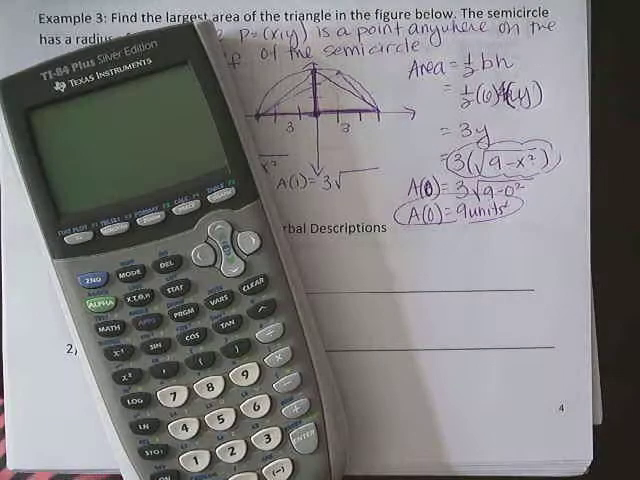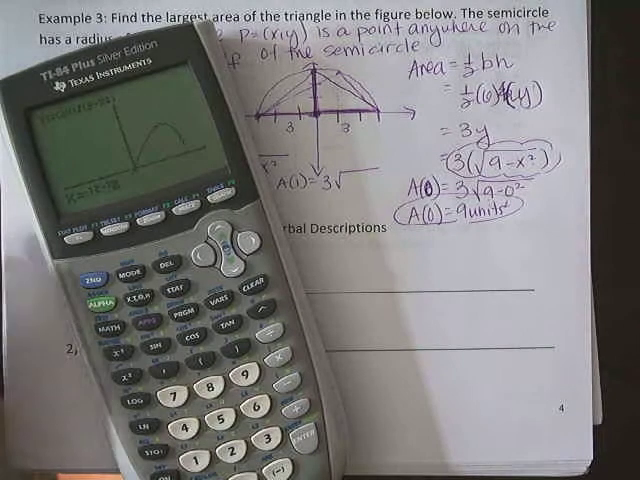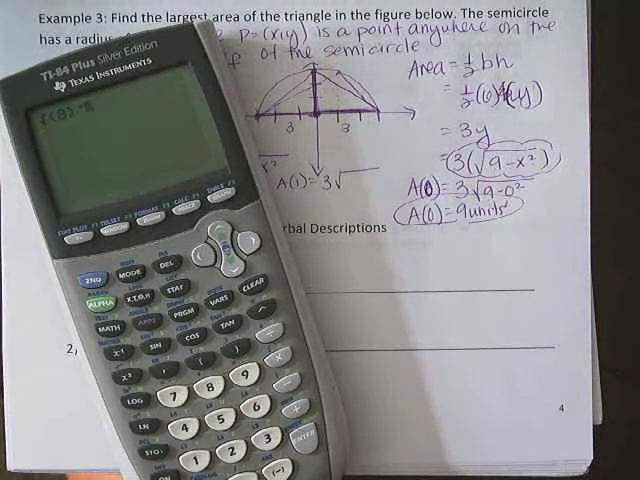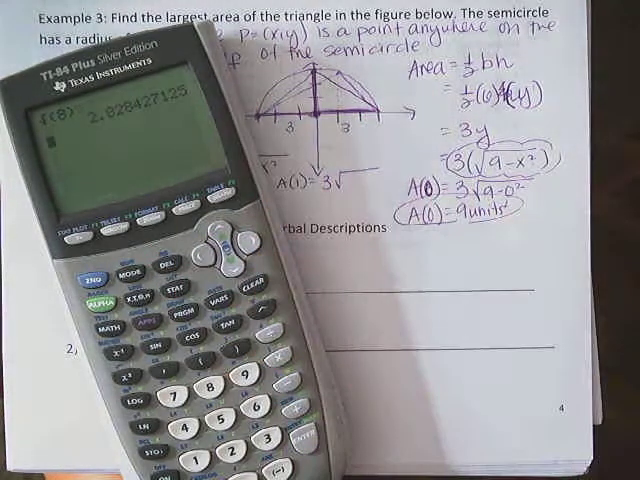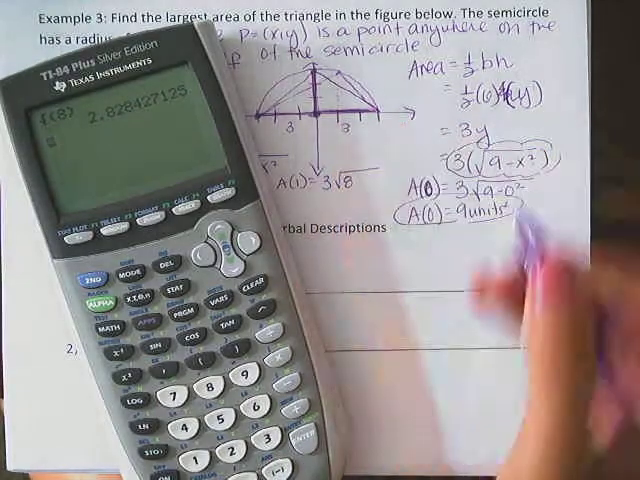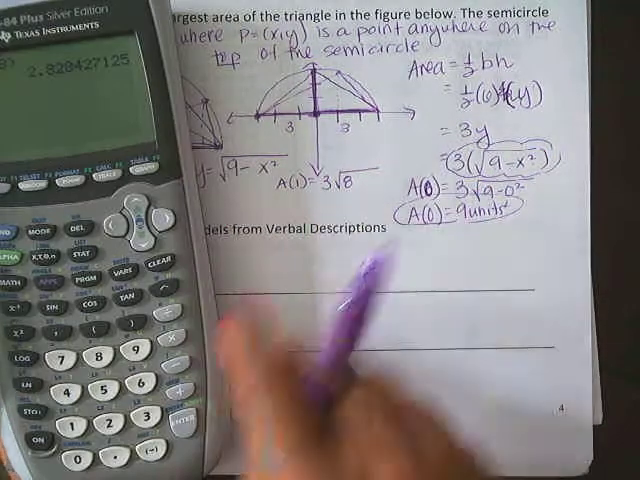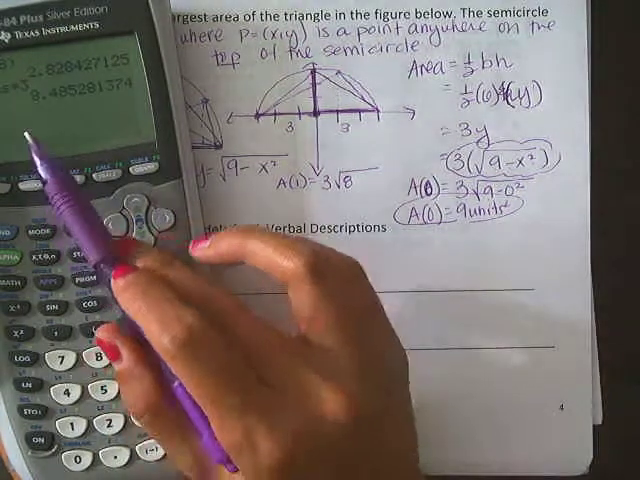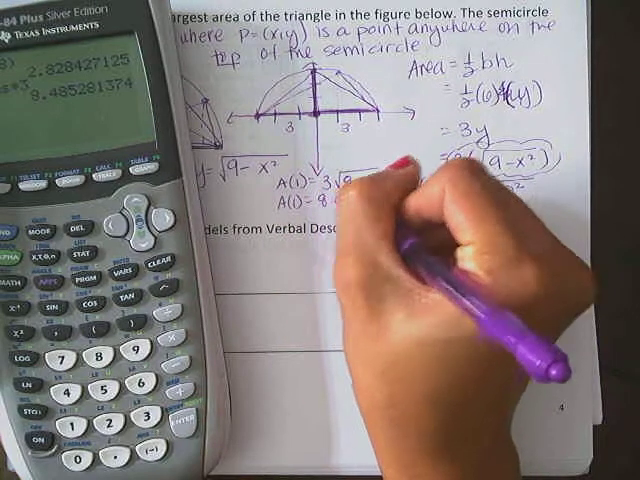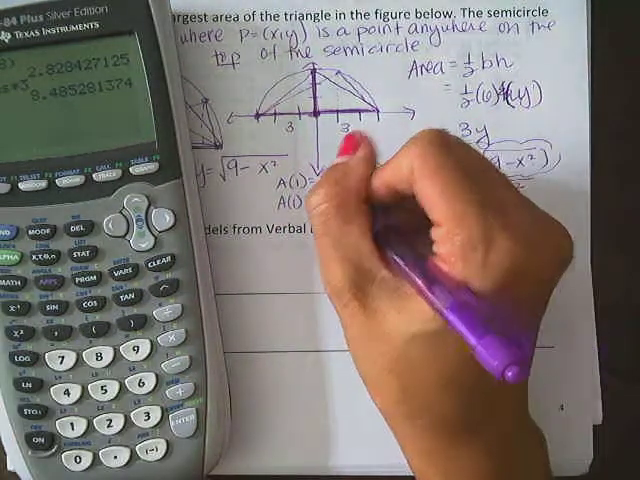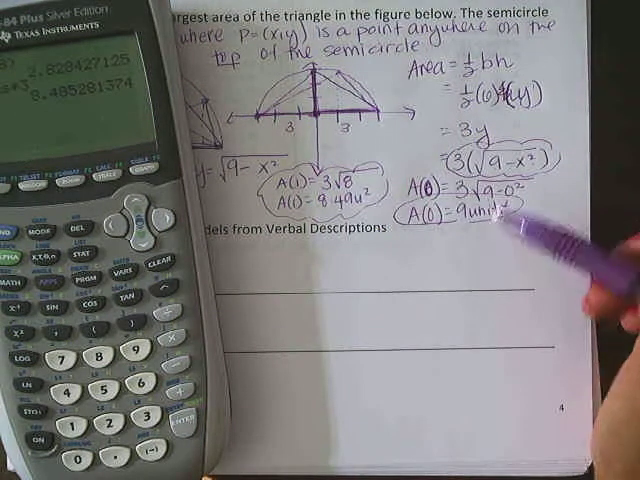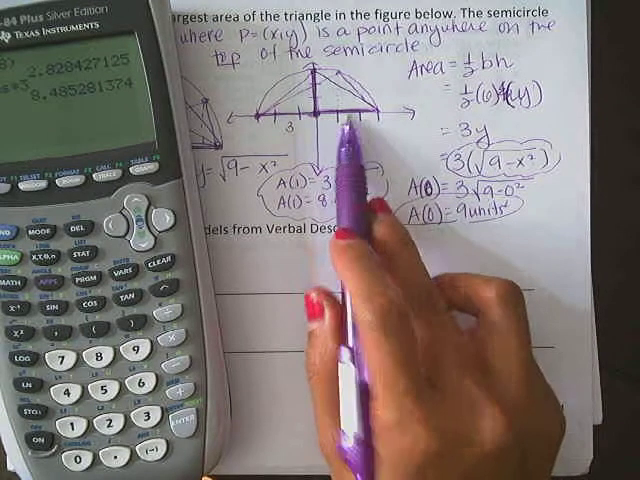Okay, so if I have to approximate what the square root of 8 is, it gives me 2.82. And then I'm going to multiply the 2.82 by 3. The area now is 8.49 units squared. So is that larger? No, that is definitely not larger. Then what happens when x is 2?